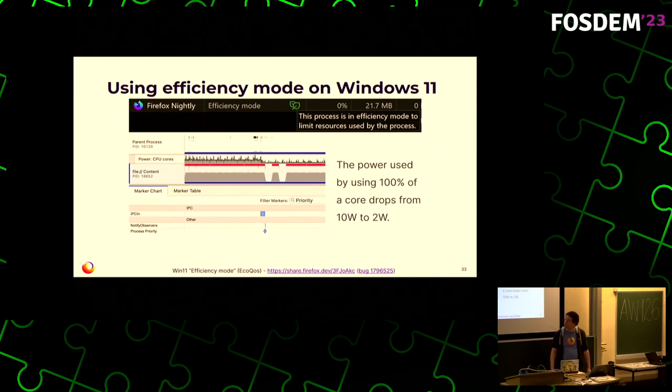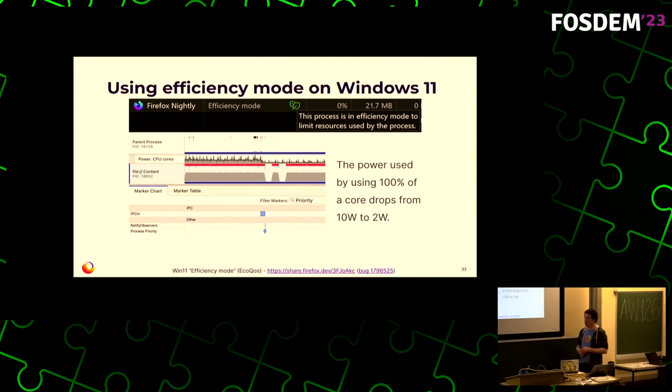And then I will show some examples where we used power profiling to validate fixes we've done. So this is something we did specifically for Windows 11. They have a new feature that they call efficiency mode. And it's visible in the task manager by looking at this icon here. This green leaf thing looks a lot like greenwashing, but it actually does something.